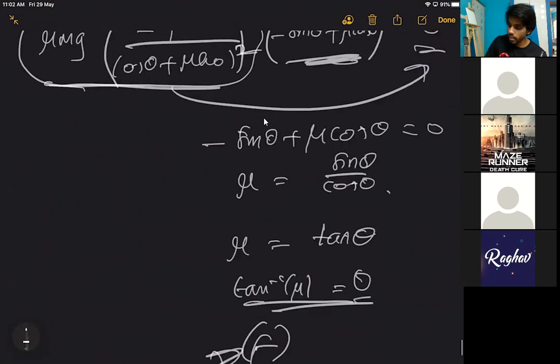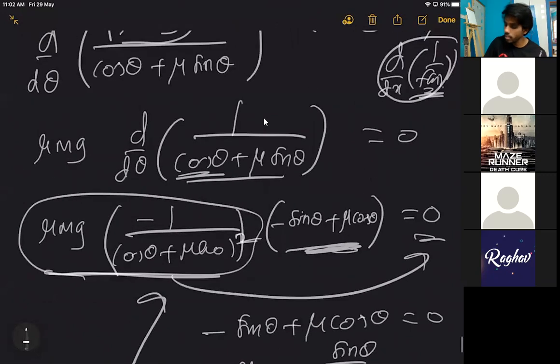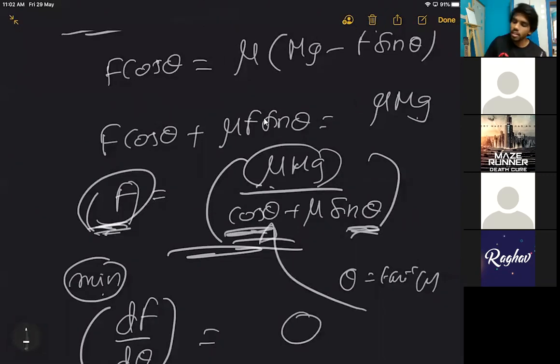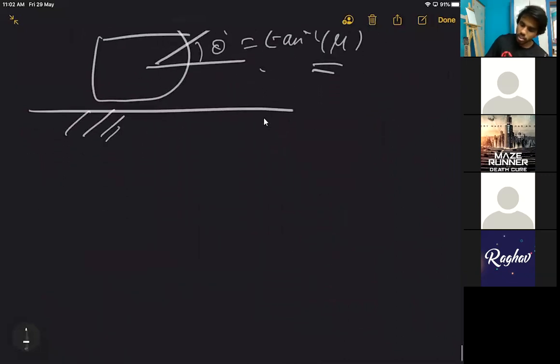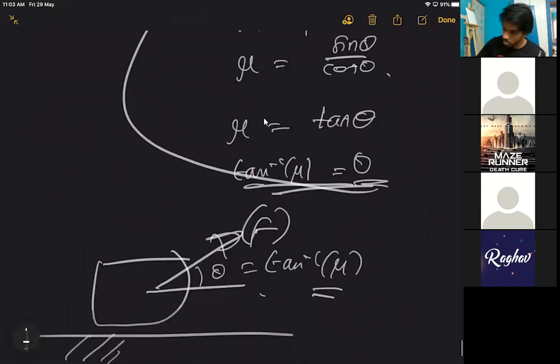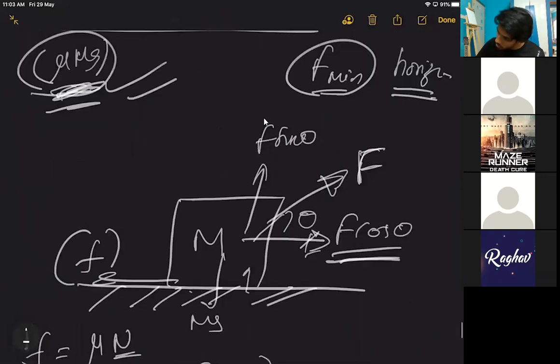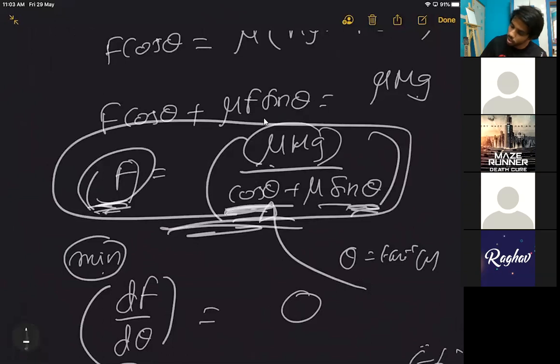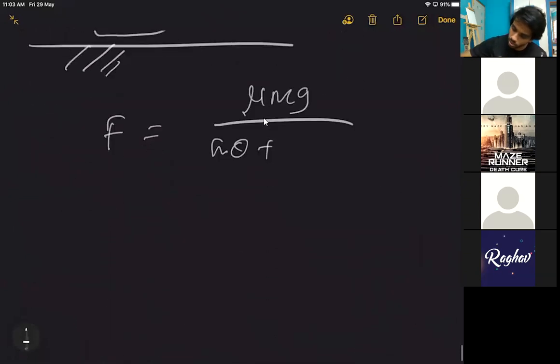Again, once you get the theta, you have to put it in the force formula. Where is the force? Oh, it is here. You have to take that theta equals tan inverse mu and bring it all over here and put it in this thing. Shall we do that? Since we came this long, why don't we just do that also? Mu mg by cos theta plus mu sine theta. I'm going to put that on.